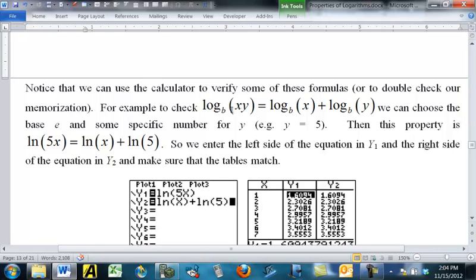We can put in some specific number for y, like y is 5. And then this becomes ln of x times 5, or 5x, is ln of x plus ln of 5. Well, let's see if that's actually true by checking it in a calculator. You can let the left side be ln of 5x and the right side be ln of x plus ln of 5. We check it for lots of x's by looking at our table and see that the tables match up perfectly. So we know that ln of 5x is ln of x plus ln of 5. And if that's true, then we feel pretty confident that we have memorized our property correctly. Okay?